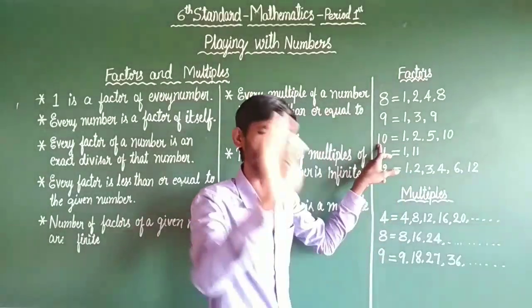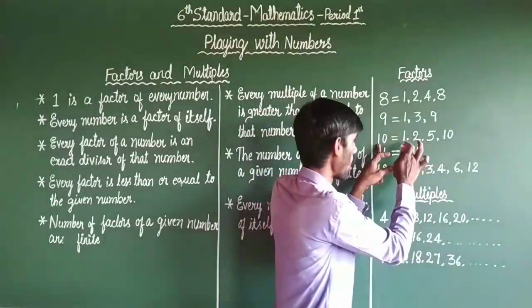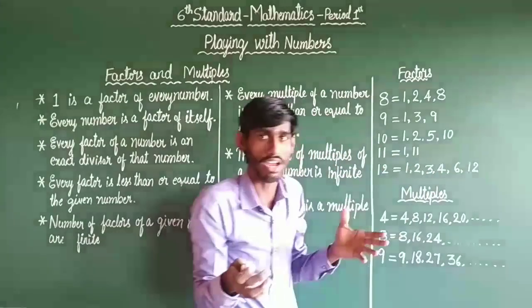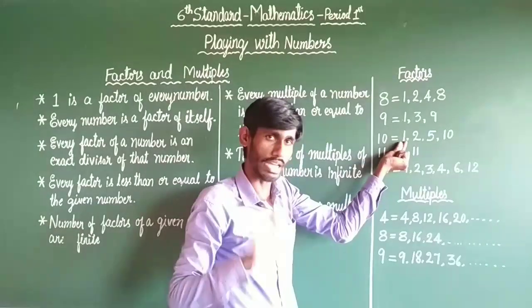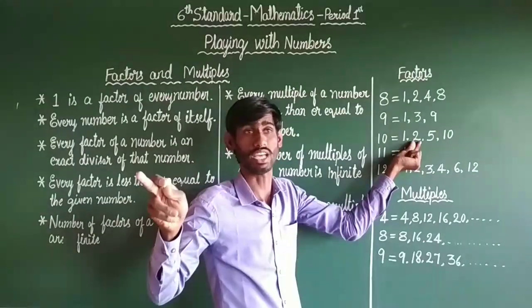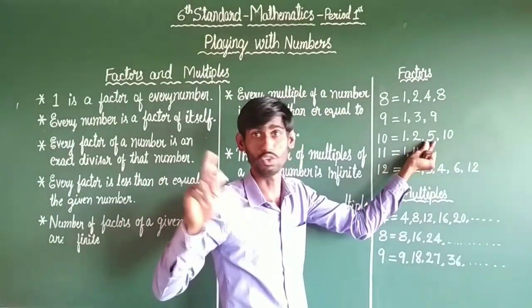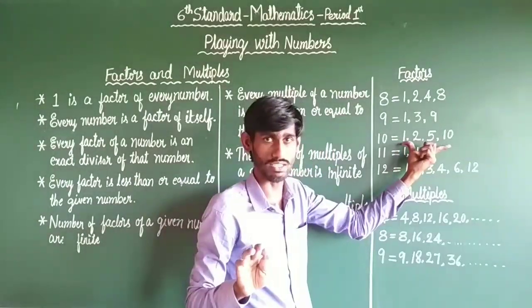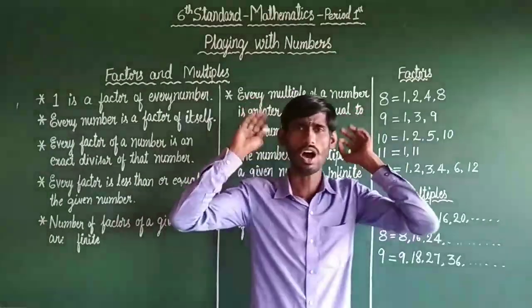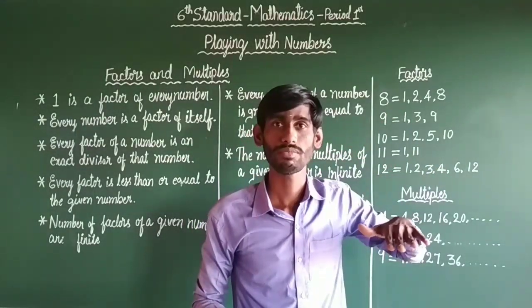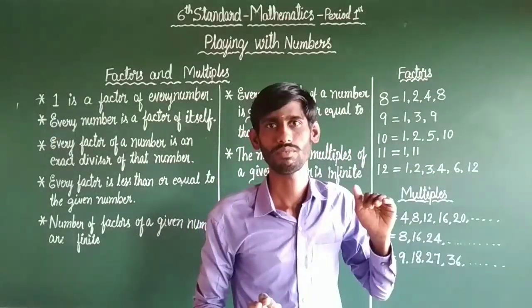Just concentrate on 10. What are the factors of 10? The factors of 10 are 1, 2, 5, 10. What is the meaning of factor? In the table of 1, 10 comes. In the table of 2, 10 comes: 2 fives are 10. In the table of 5, 5 twos are 10. Okay, in the table of 5, the 10 comes. These are the factors. These factors are always equal to the given number or less than the given number.